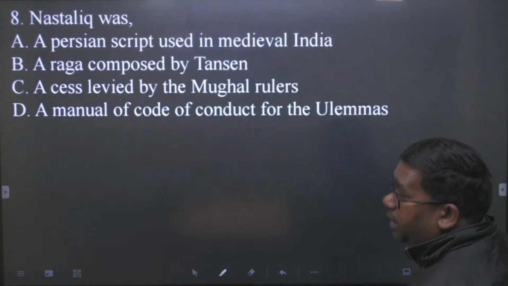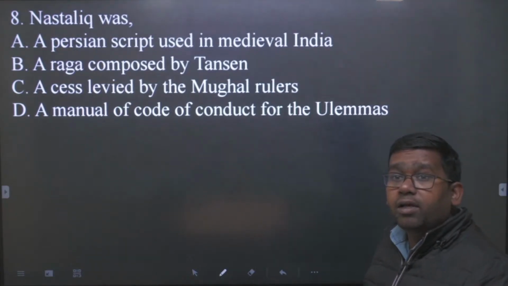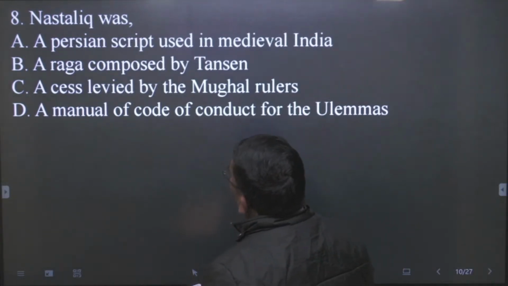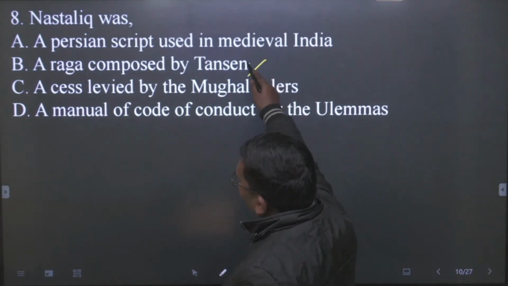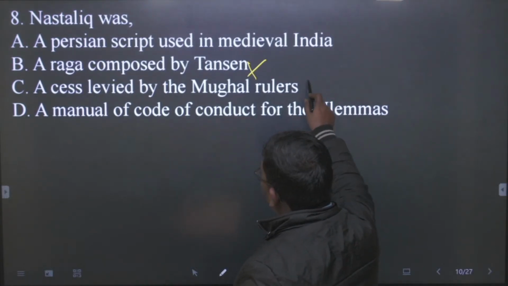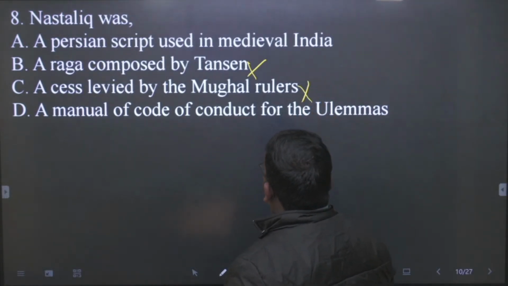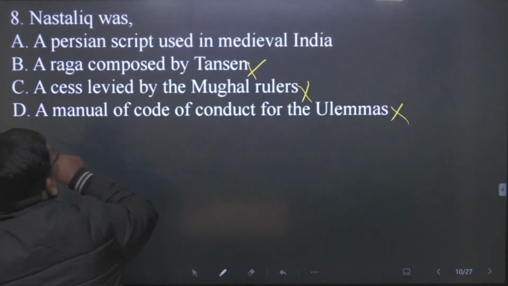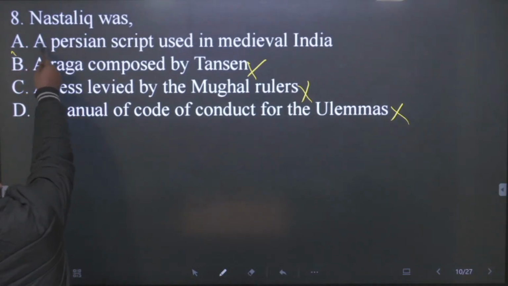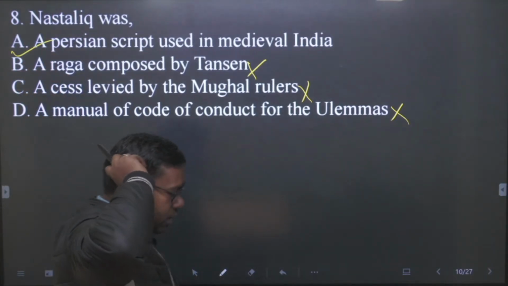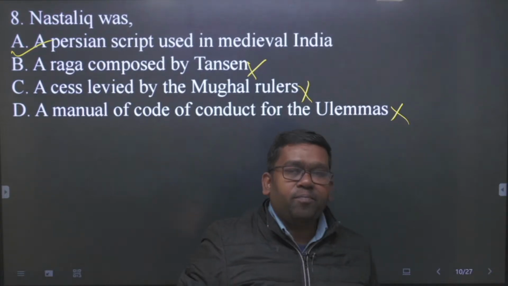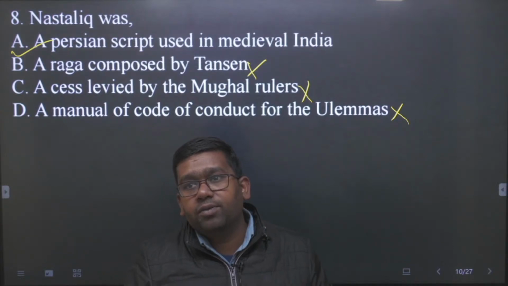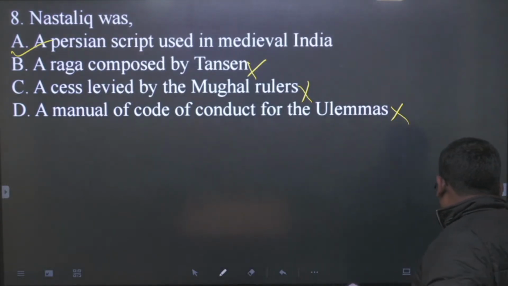Nastaliq. What was Nastaliq? What is Nastaliq? Okay, so technically Nastaliq is a Persian script used in medieval India. A raga composed by Tansen? No. A tax levied by the Mughal rulers? No. A manual of the code of conduct of the ulema. So its answer is technically A, a Persian script which was used in medieval India. So Nastaliq, this is there in the NCERT, it is given in the NCERT itself, okay. So Nastaliq will be this writing. Okay, students. So let us see the other one.